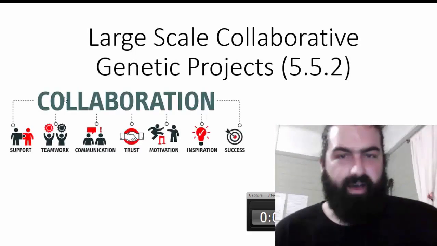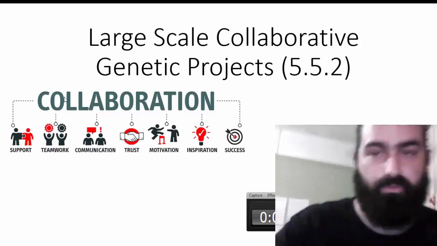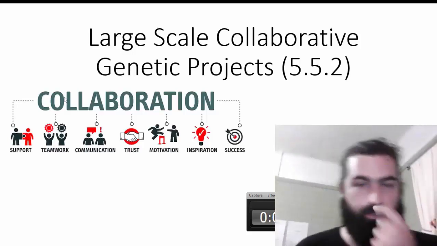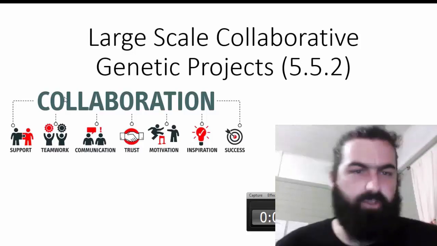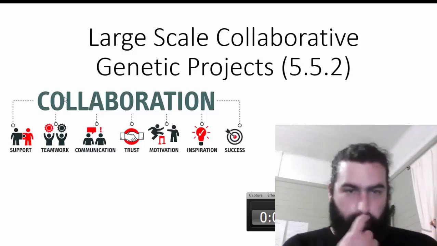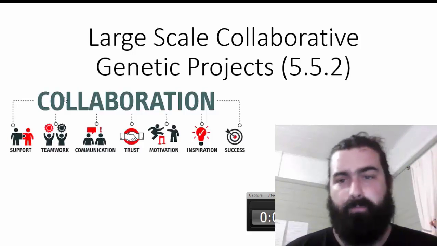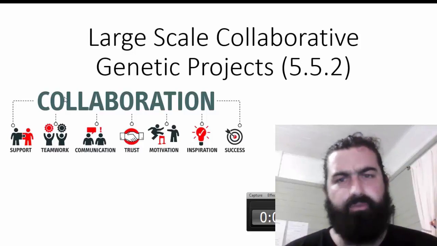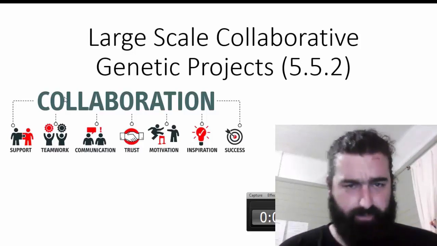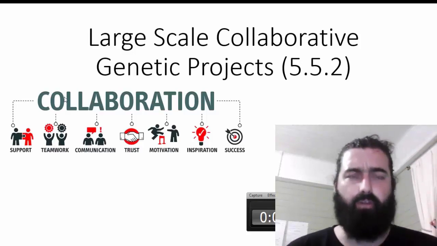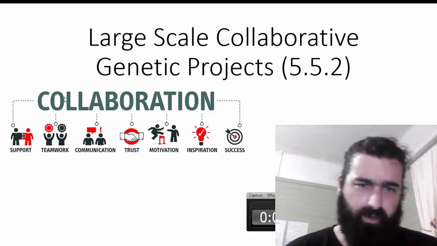So today's lesson is about large-scale collaborative genetic projects. Syllabus point 552, last syllabus point in this topic. As you can see in the syllabus dot point, it's all about collaboration, which I'm sure you guys are familiar with, but that's what we're going to be starting with, talking a little bit about collaboration. Now, in terms of notes for this section, you don't necessarily have to take notes for this, but maybe just have a think along the way whether or not you need to. It'll become a bit more apparent at the end.